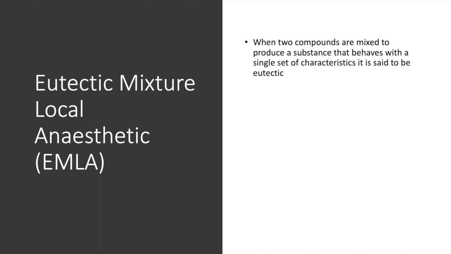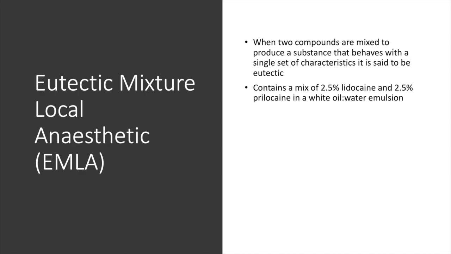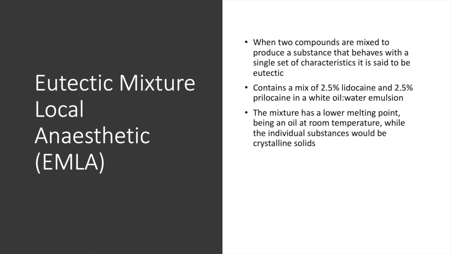Coming back to the eutectic mixture of local anaesthetic, EMLA. When two compounds are mixed to produce a substance, and that substance behaves with a single set of characteristics, that is the definition of eutectic. So EMLA contains 2.5% lidocaine and also 2.5% prilocaine in an oil to water emulsion. It's got a lower melting point than if the substances were found individually, and so it's an oil at room temperature rather than a crystalline solid.